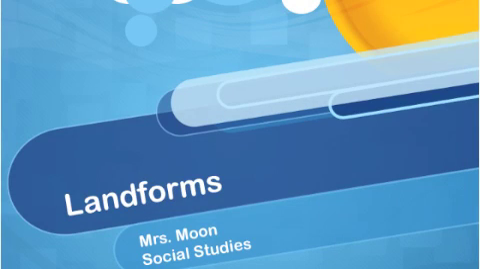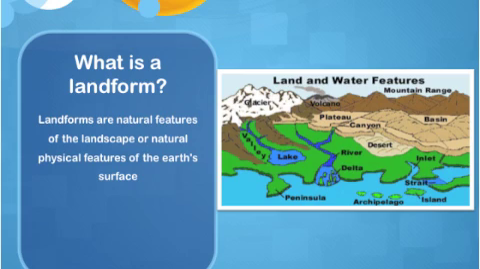We're going to talk about landforms today, so let's go ahead and get started. First of all, what is a landform? Landforms are natural features of the landscape or natural physical features of the Earth's surface. So in the picture you can see all kinds of different landforms.